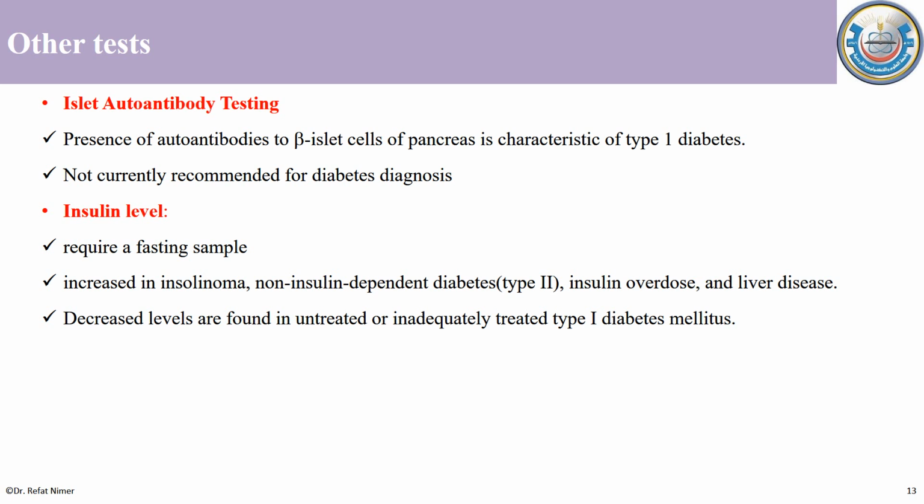Also very important is the insulin level. The insulin level requires a fasting sample. It is increased in insulinoma, which is hyperactivity of insulin or overproduction of insulin, in non-insulin dependent diabetes type 2, in insulin overdose for those who take insulin as a medication, and in liver diseases. Decreased levels of insulin are found in untreated or inadequately treated type 1 diabetes mellitus.